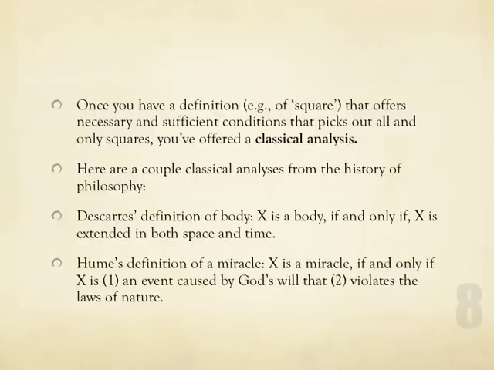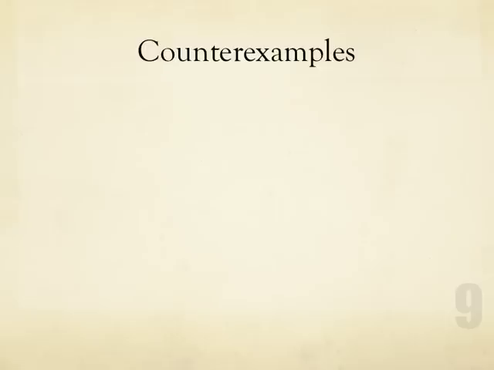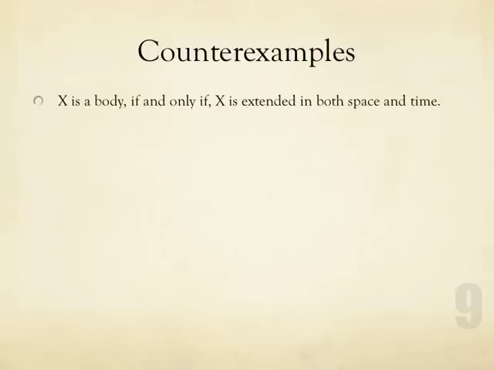Here's another one from Hume about miracles. Something, x is a variable, is a miracle if and only if x is 1, an event caused by God's will, that 2 violates the laws of nature. So let's see if we can come up with any counterexamples to Hume's definition, or Descartes'.